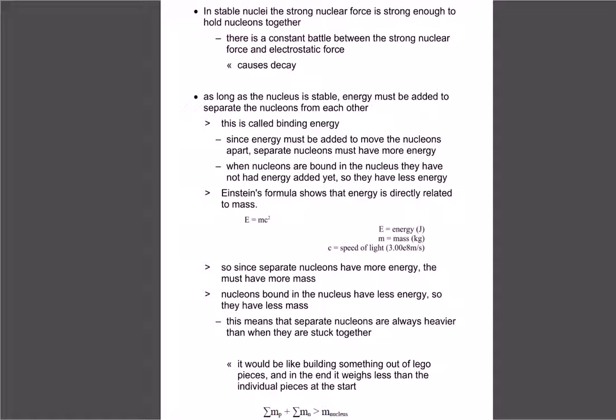So if you think about that for a minute, it's kind of like having Lego pieces. So you have 10 different Lego pieces separate. They have a certain mass. You stick all 10 of them together, and if you weighed it on a scale, it'd be the exact same mass. But what Einstein found out is it was different. The 10 Lego pieces separate, to start with, had more mass than when you put them together.